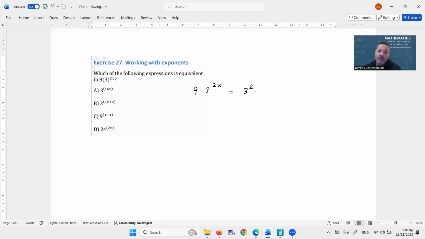And then 3 to the power of 2x will be kept like that. In this case, I know that this property is valid, which is a to the power of n plus m. So I'm going to keep the base of 3, and then I will just add the exponents: 2 plus 2x. Now, let's check if any of the suggested answers is there.